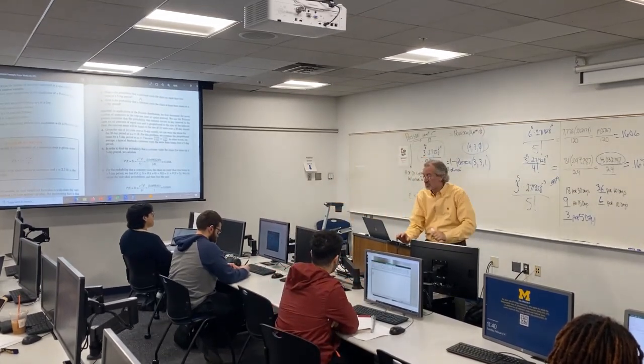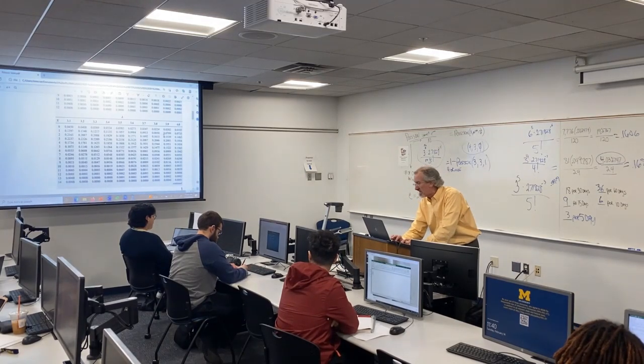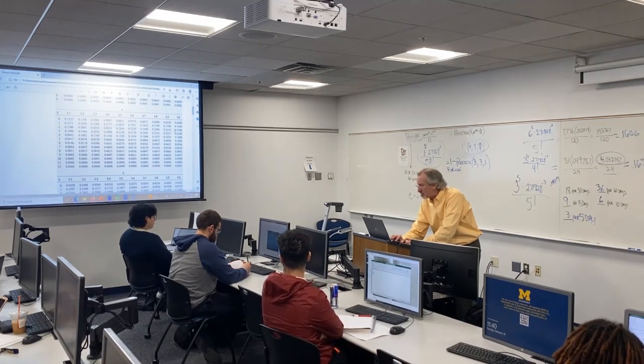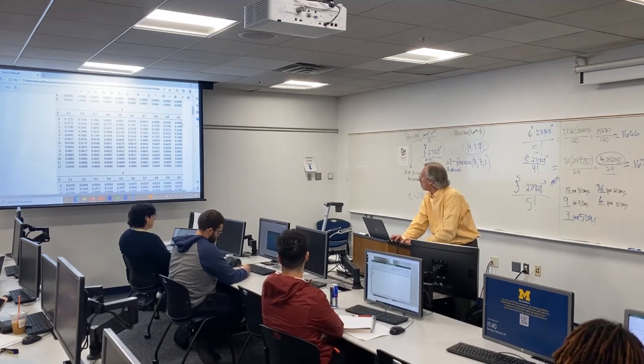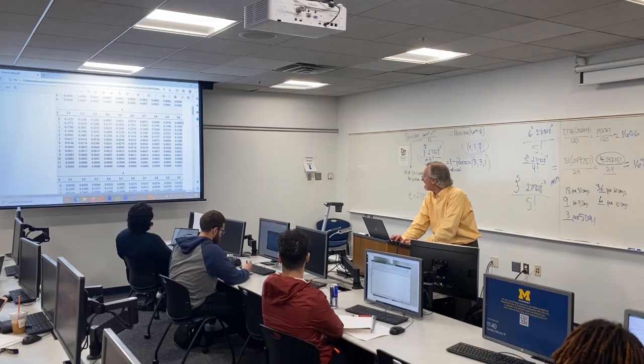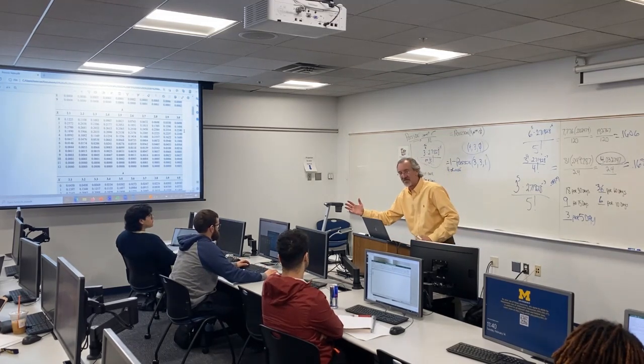Just like if we were using the table, again, this would be 2 or less with a mean of 3. So we're going up to the 3. 2 is right there, 0.2240. But when we calculate it for 1, there it is, 0.1494. And when we calculate it for 0, 0.0498. We would add those 3 together for 2 or less.